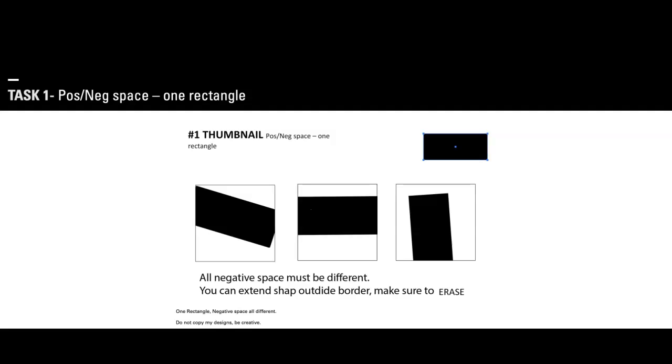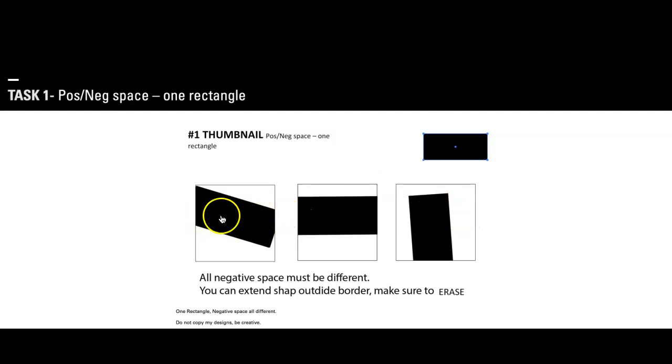Okay, so the first one you're going to do, it's 6 thumbnails. Earlier I said 3. It's 6 for each one. So look at each one. Okay, right here is a rectangle you're going to use. It's not a square, it's a rectangle, okay? You're taking that rectangle and you're going to place it in different areas of a square 2.5 inch box.